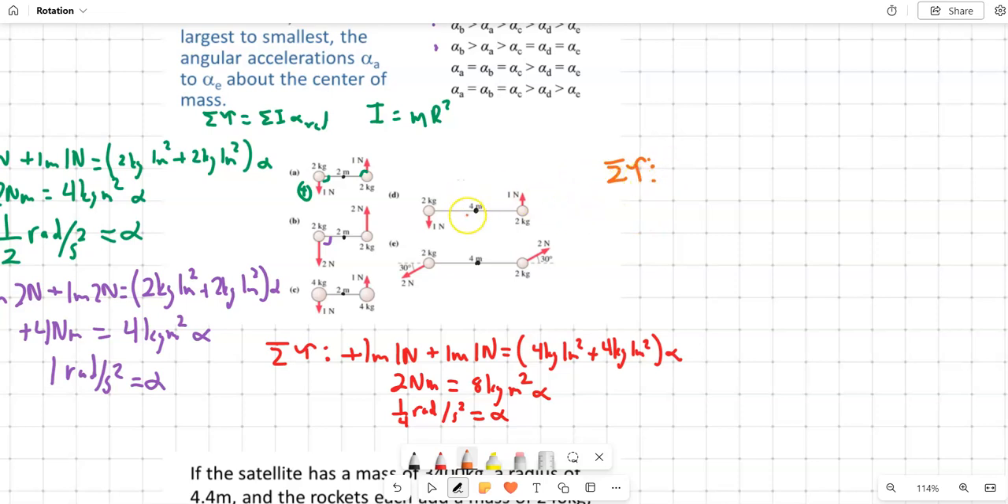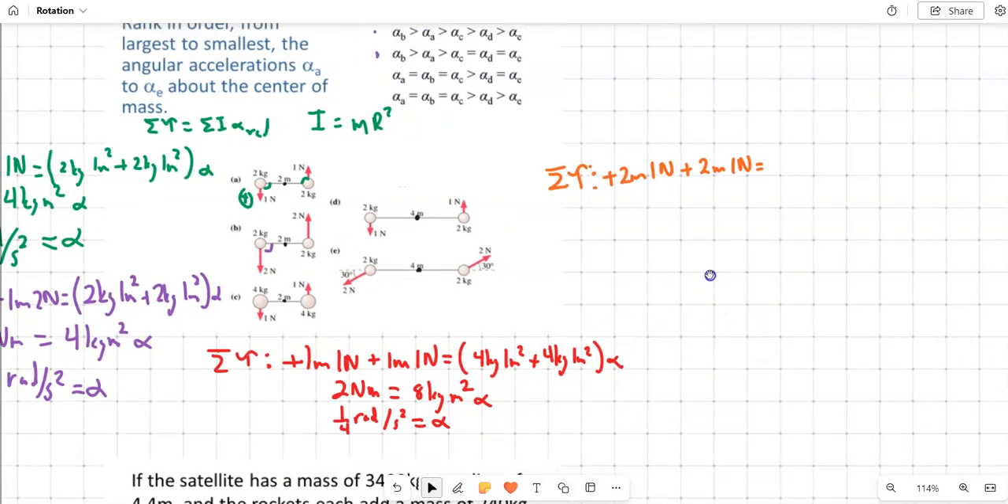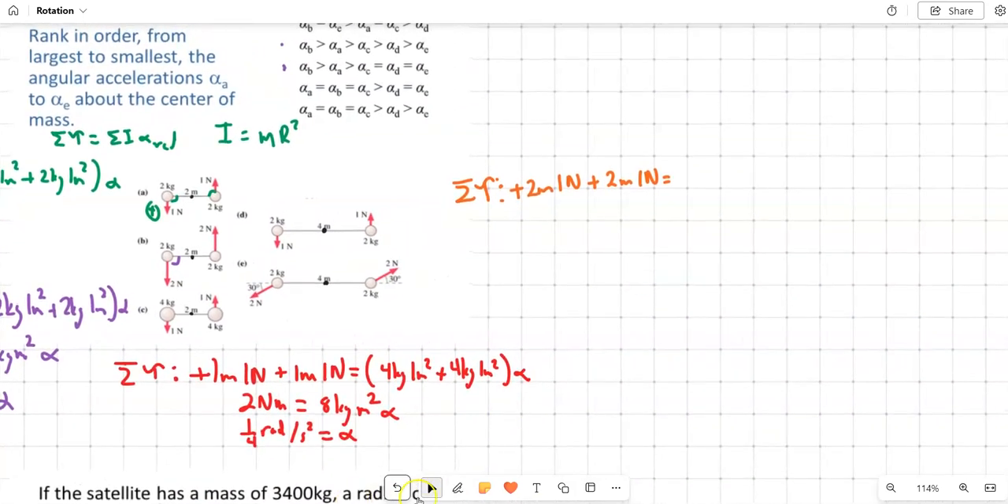And that's going to be, now it's 2 meters away. It's going to be a positive torque spinning it clockwise. So positive torque 2 meters away, and that's 1 Newton of force. This other force is also a positive torque, and that's 2 meters away, and that's going to be 1 Newton of force. Give myself some room.